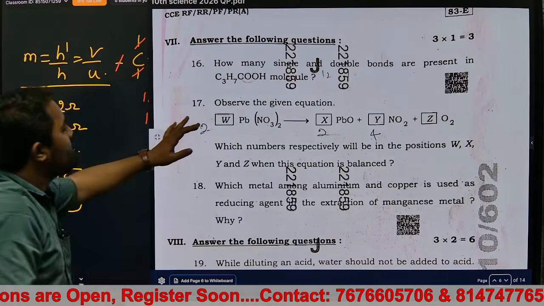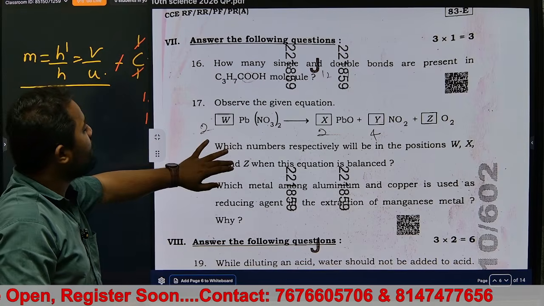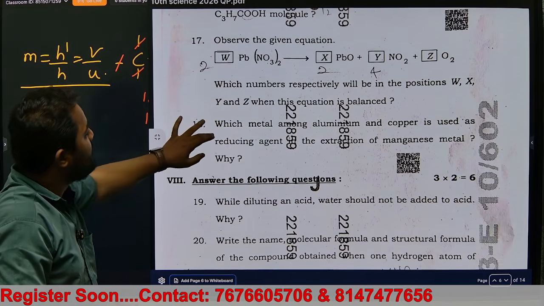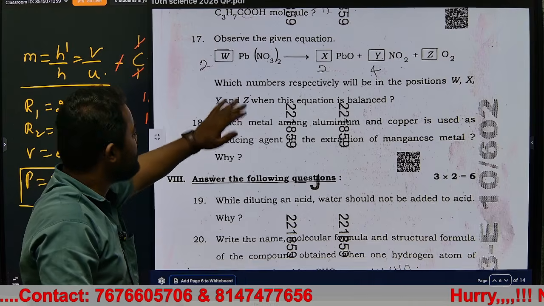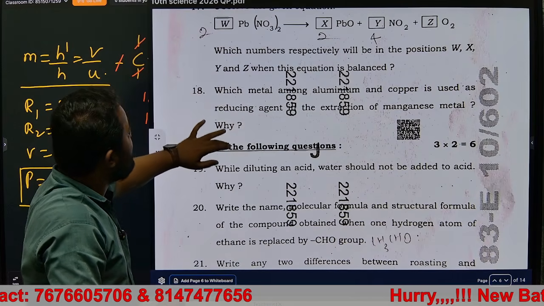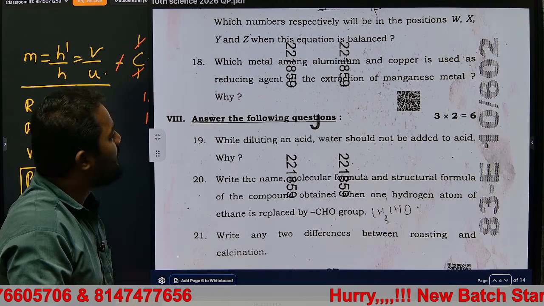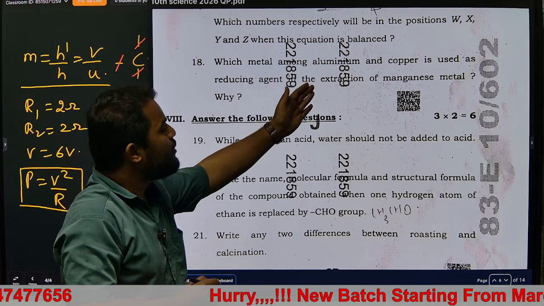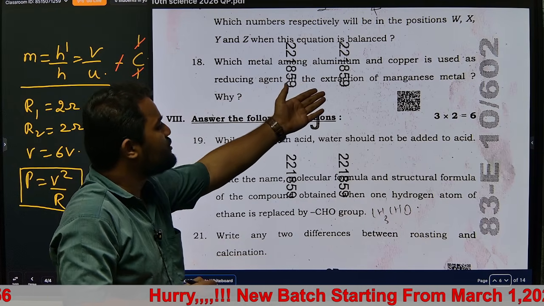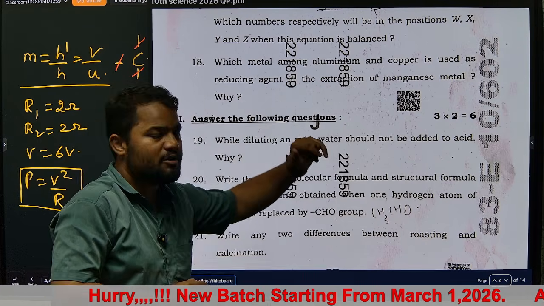Next, observe the given equation. I hope you have balanced this equation. You have to write the values for W, X, Y, and Z. This is balancing the equation, the most easy question. Which metal among aluminum and copper is used as a reducing agent? Aluminum and copper, among these, which is used as a reducing agent in the extraction of manganese metal? Obviously, aluminum is used.